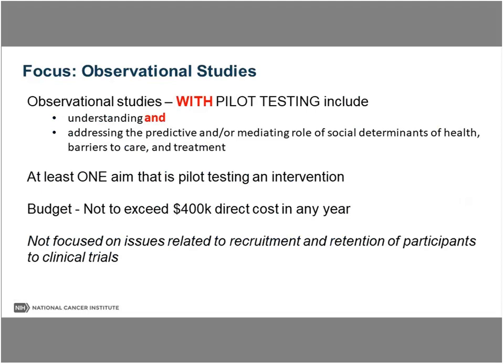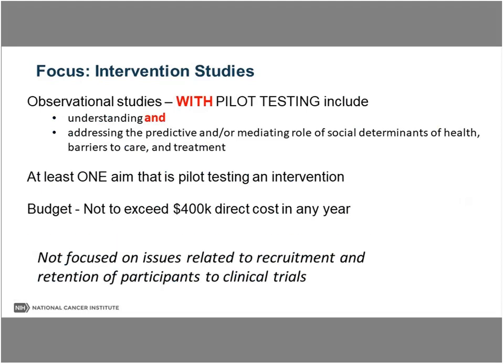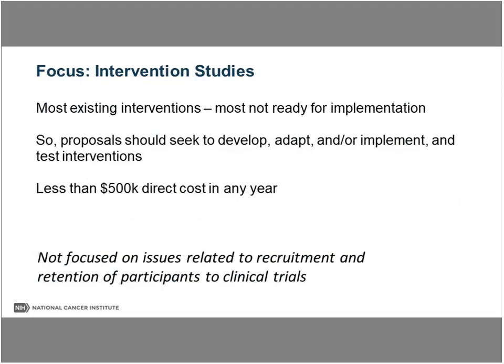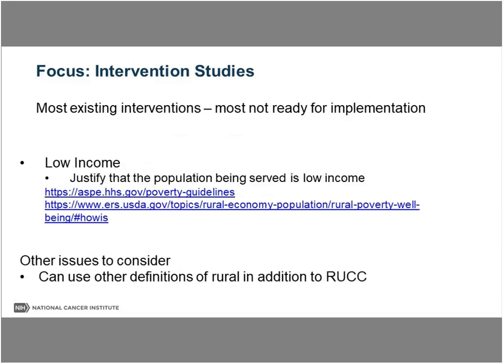The budget for this is not to exceed $400K in direct costs for any of the 5 years. Also want to point out the entire FOA does not focus on issues related to recruitment and retention of participants to clinical trials. Now, if you're focusing on intervention studies, we do understand that most intervention studies are not ready for implementation, so you should seek to develop, adapt, and/or implement and test interventions. So we are hoping that you could come in for less than $500K in direct costs for any year for 5 years. Again, it's not focused on recruitment and retention of participants to trials.